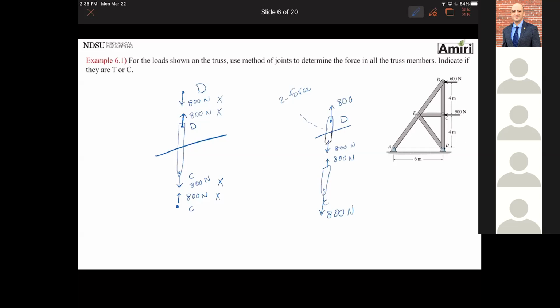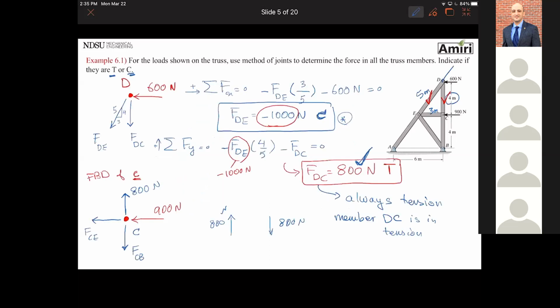And that's how we have the method of sections, and that's why we can use method of sections, because once you make that cut, the forces are going to show themselves. All right. So this is just kind of in between. I want to clarify that. All right. So this one is pretty easy.